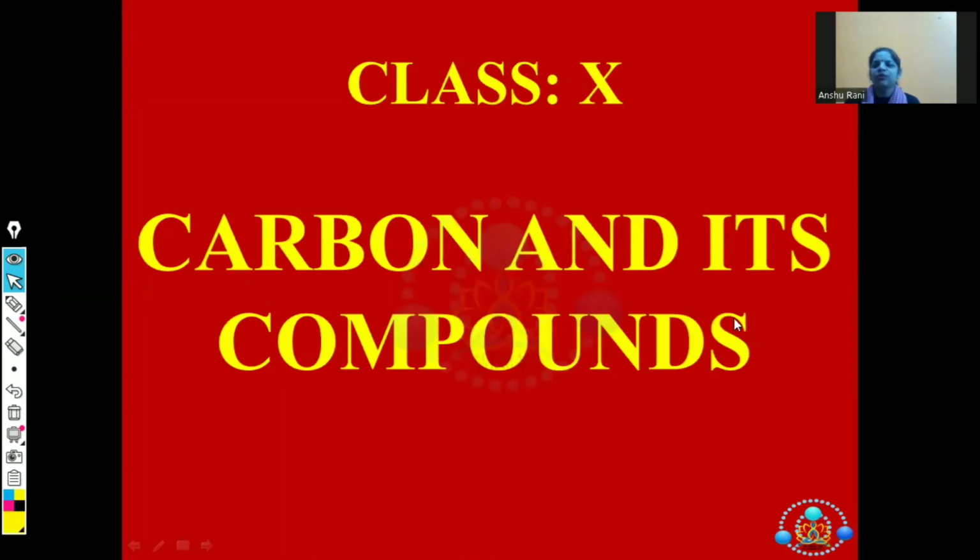Hello children, today we are going to discuss the chapter Carbon and its Compounds. It is the most important chapter from organic chemistry in class 10. This is the fourth chapter of the NCERT book.